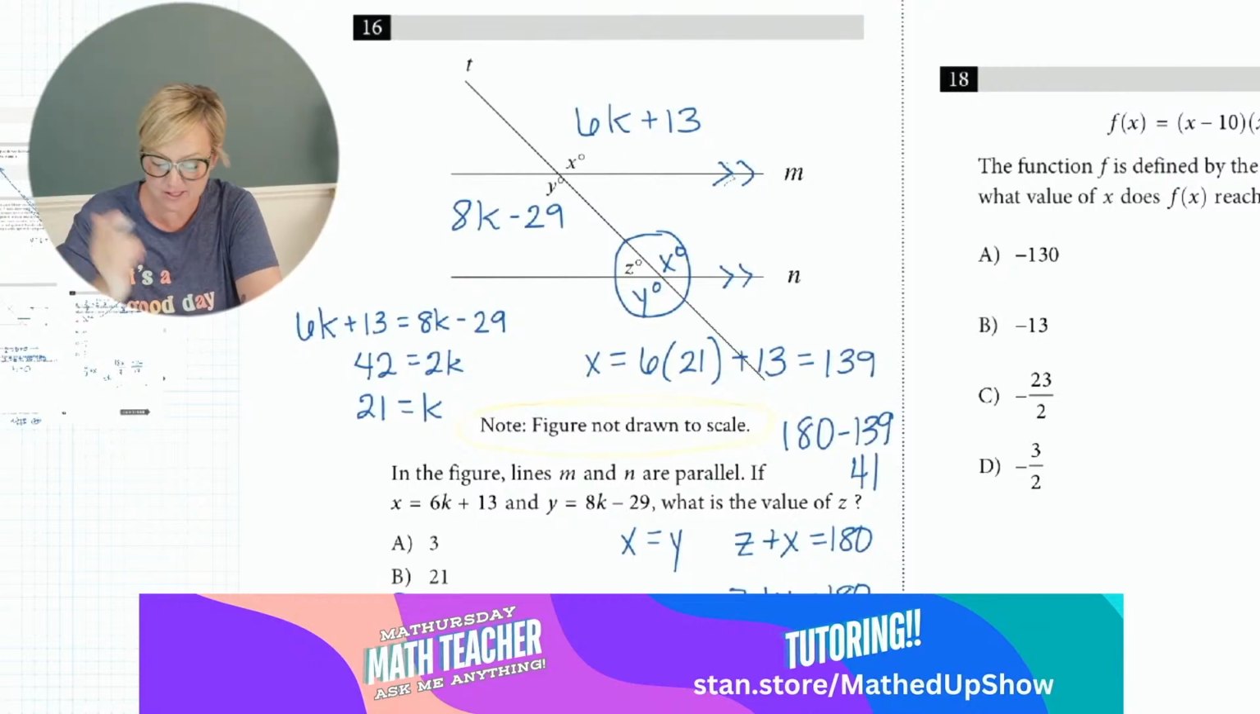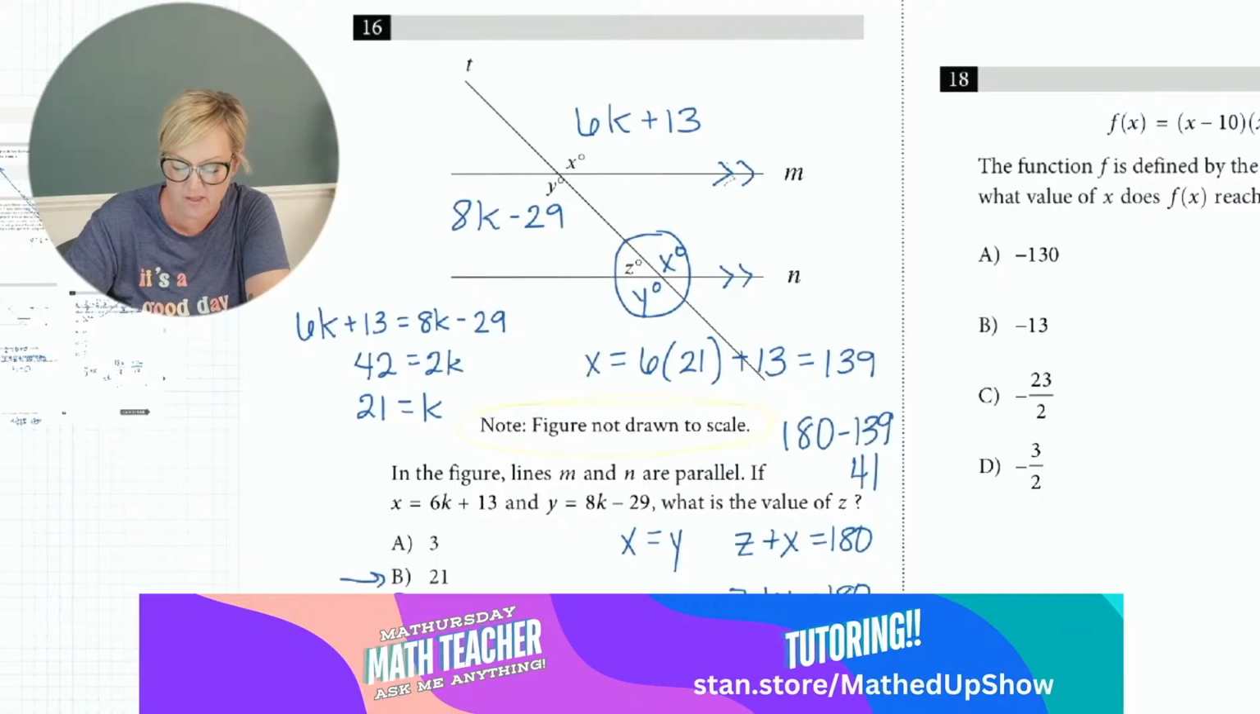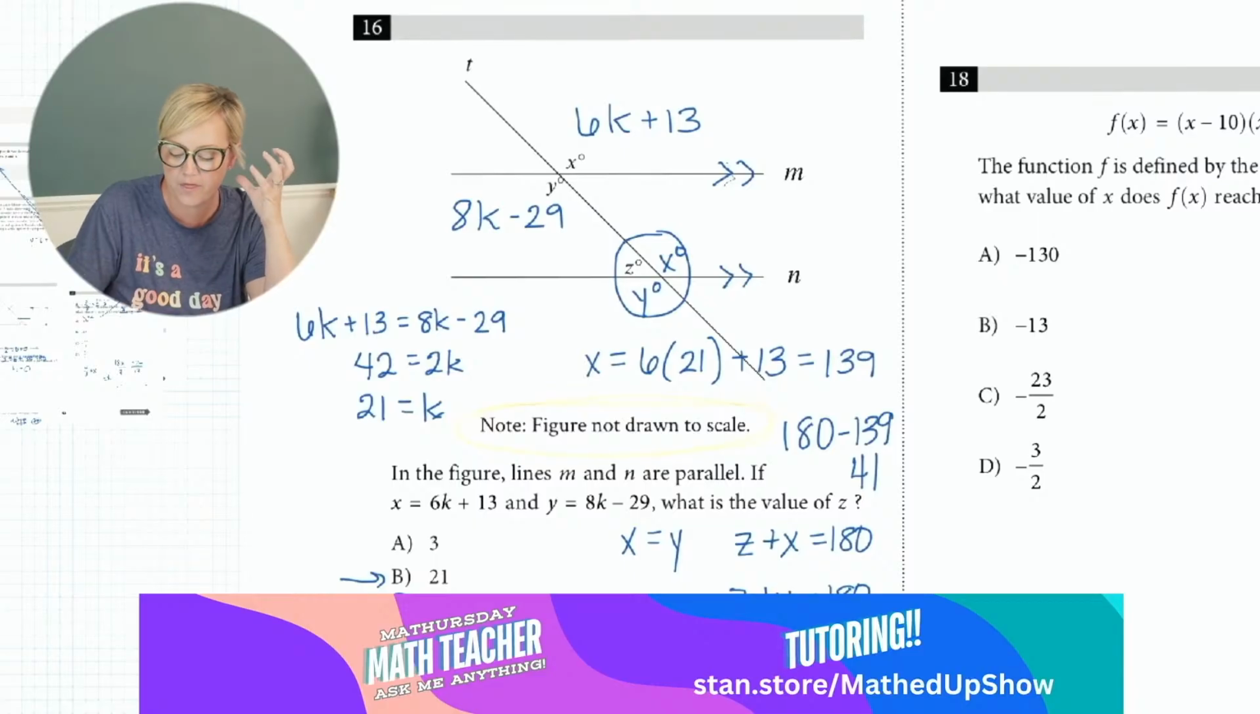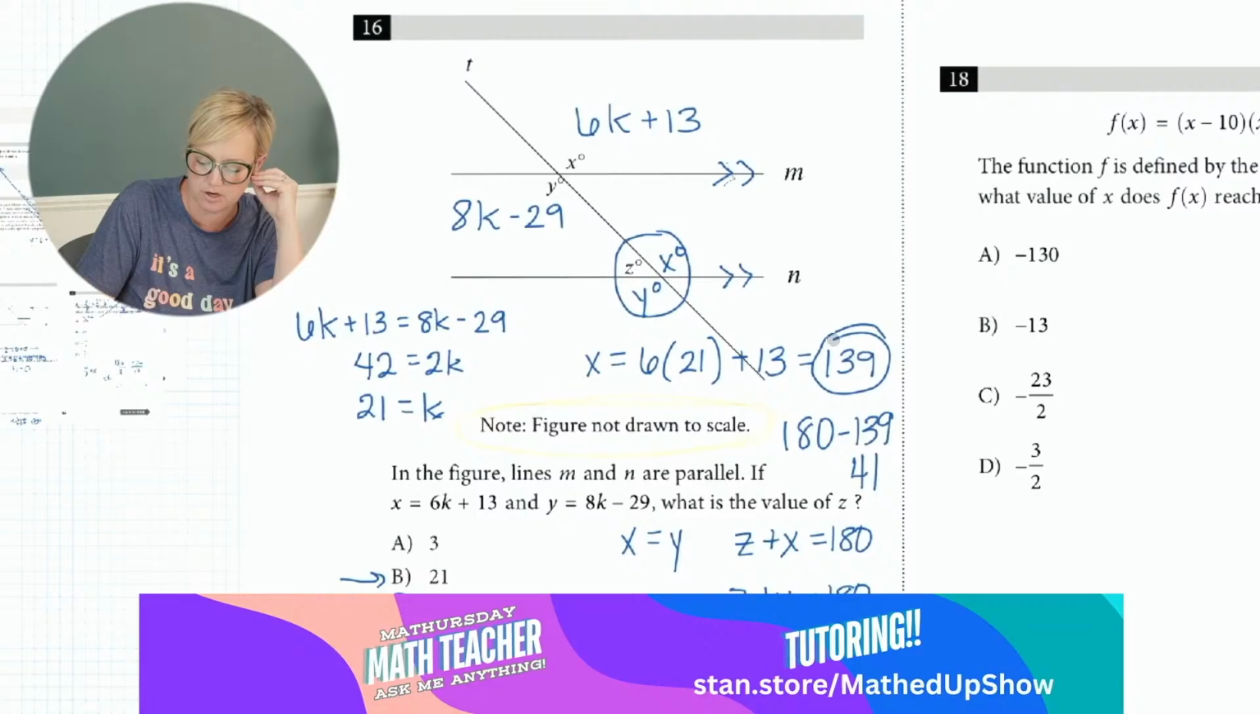Okay, but now you guys see why 21 was on there. The answer choice of 21 was on there because that's what you get if you solve for k. So they're a little tricky, a little trickster. Not sure where they got the 3 and the 139. Oh, I guess 139 is because that's the measure of the angles. I'm not sure where they got 3 though.